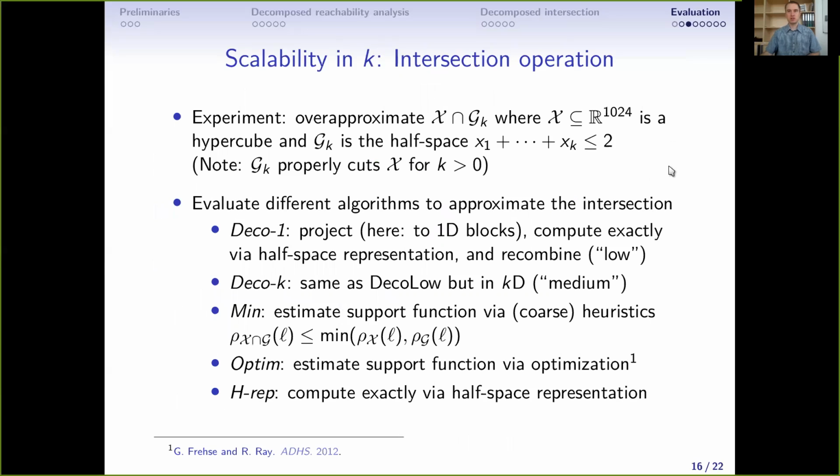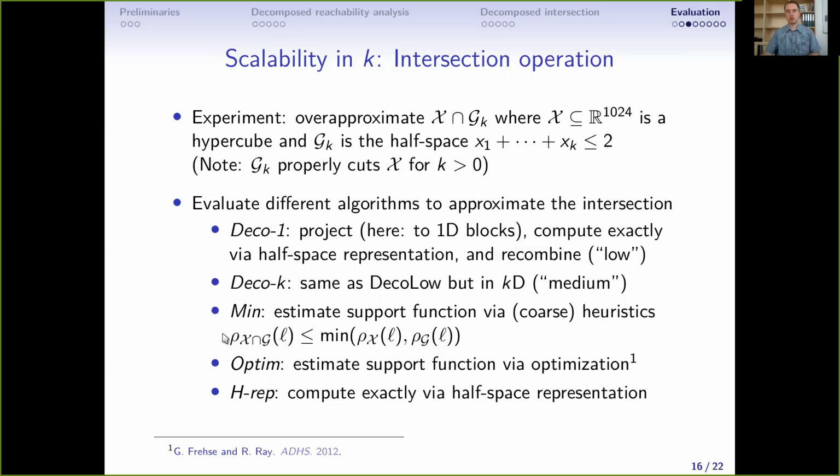Okay, so this is the setup of the experiment. We have a 1024 dimensional hypercube and a simple half space as a guard, which is given like this: x1 plus x2 plus and so on until xk, for some parameter k less than 2. And this half space for any k properly cuts the hypercube, so this is a non-trivial problem. And here we have 5 algorithms to compute the intersection. The first one is our low dimensional intersection. The second one is our medium dimensional intersection. Then we have a simple heuristic to estimate the support function of the intersection.